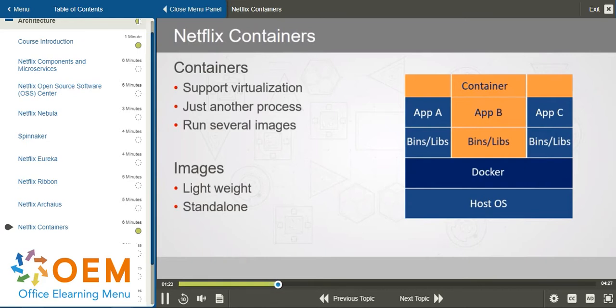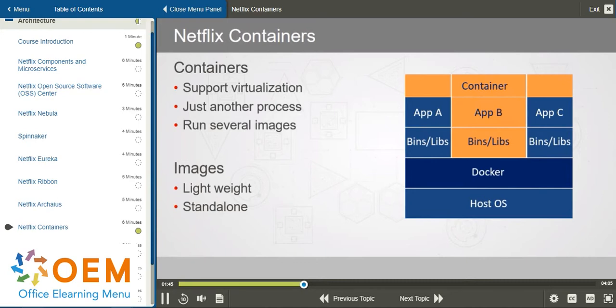So an image is just another file on your machine, but that file contains everything that that application needs to run. The only thing it'll ask the host for are things like networking, like a port number or something like that, and maybe access to the file system. But other than that, it is a lightweight standalone application.